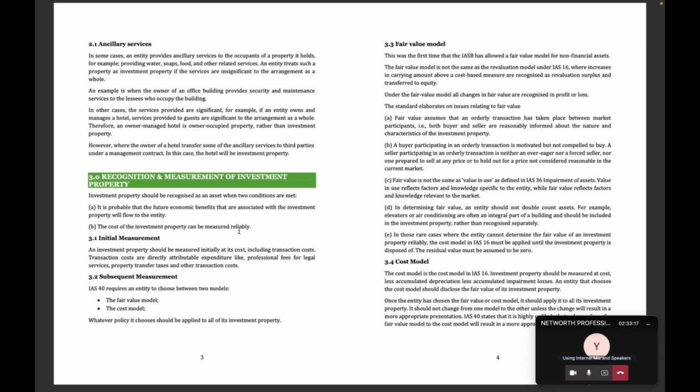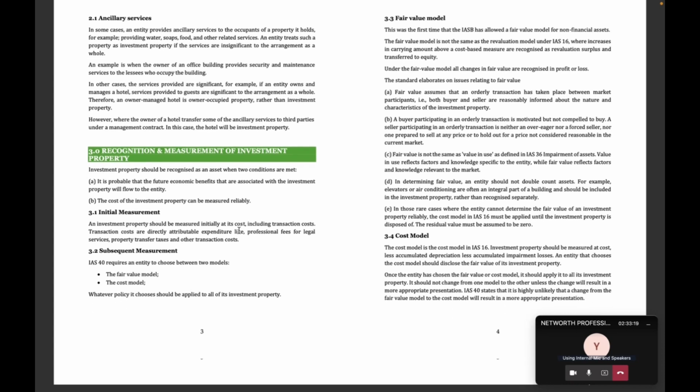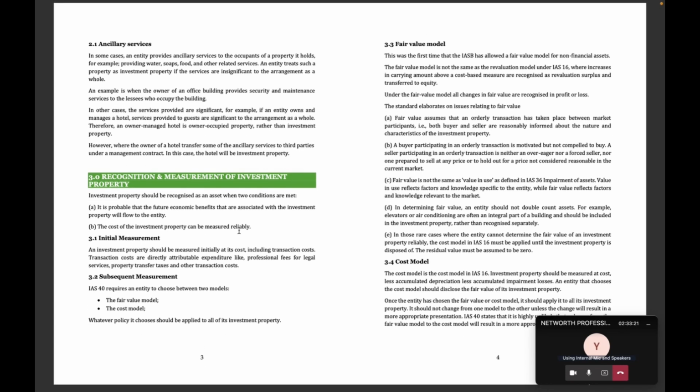That's the major thing. So what is just here is how do you recognize it? It is the same recognition criteria as PPE, meaning that it is probable that future economic benefits associated with the investment will flow to the entity, and the cost must be measured reliably.